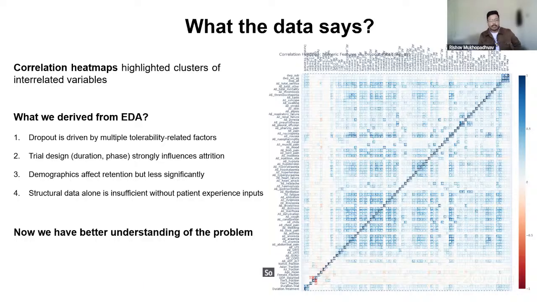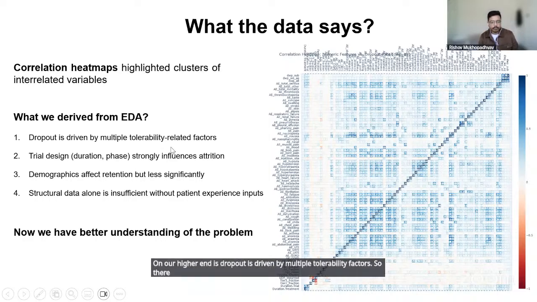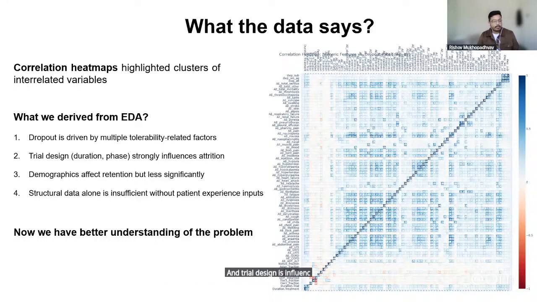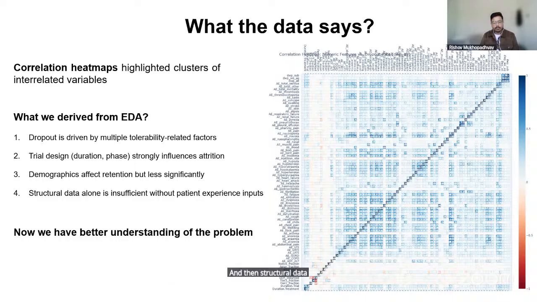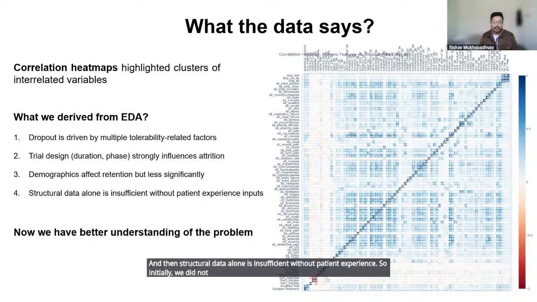What we derive from the EDA at a high level is that dropout is driven by multiple tolerability factors. So there can be multiple factors why a patient is dropping out. And trial design is influenced definitely by many factors, but duration and phase are very important. I will show how this is important. And then demographics, or where the trial is happening, where the patients are coming from, affects retention, but less significantly. And then structural data alone is insufficient without patient experience. So initially we did not look at how the patient is feeling.